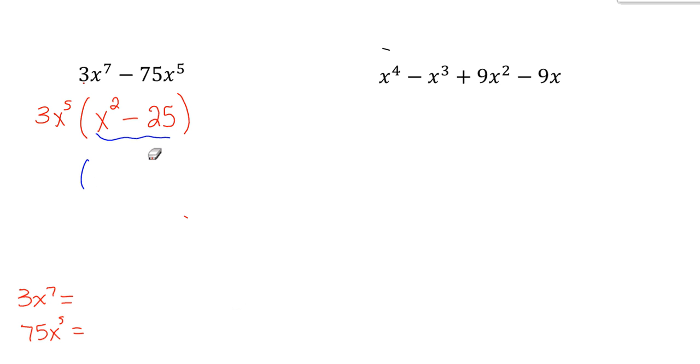2 terms. There's a minus in between, so I'm looking for the difference of squares. Square root of x squared is x. Square root of 25 is 5.